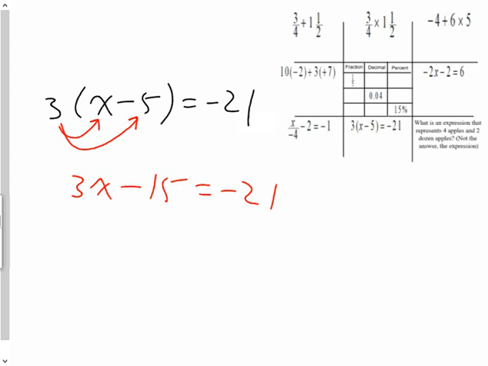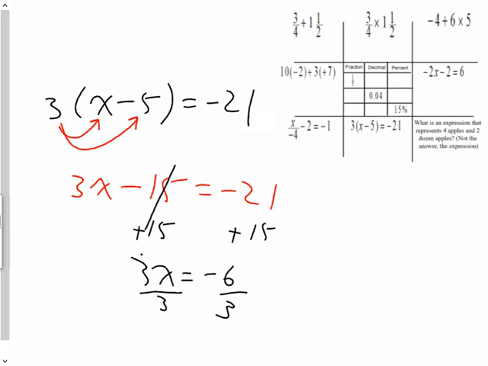Now it's a grade 8 question. I'm going to add 15 to both sides. 3x equals 15 minus 21, so it's -6. Divide both sides by 3, and x will equal -2. So that's solving that question with expansion.